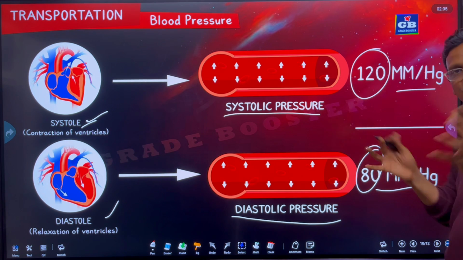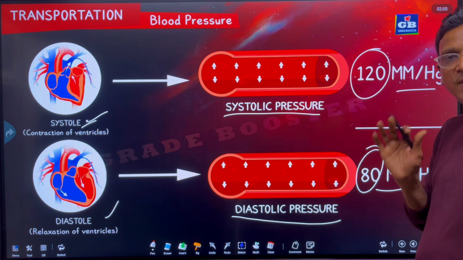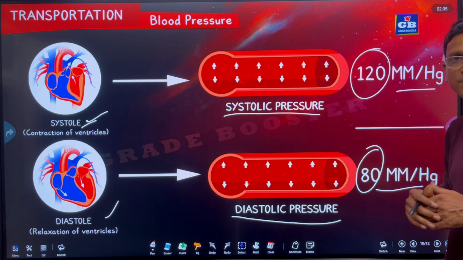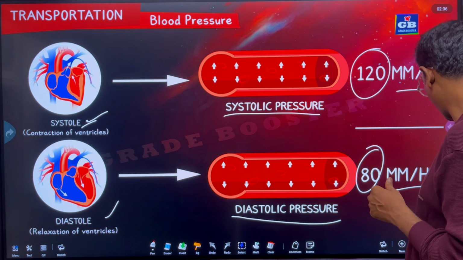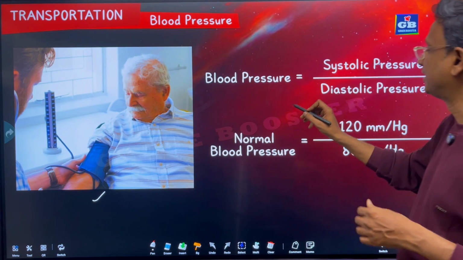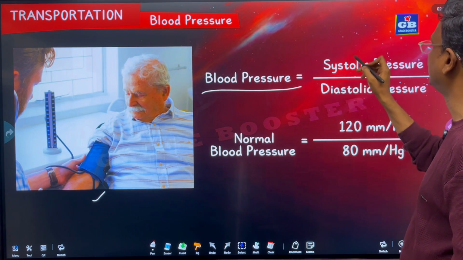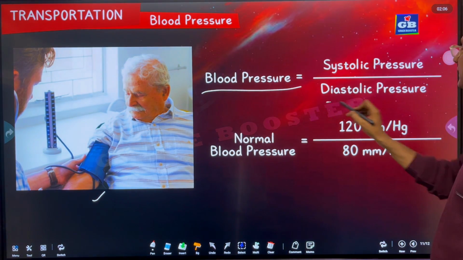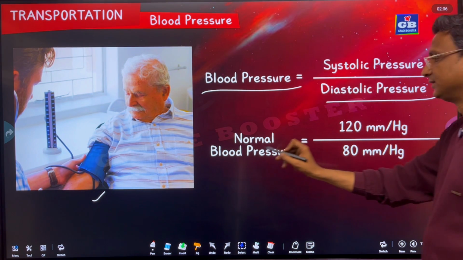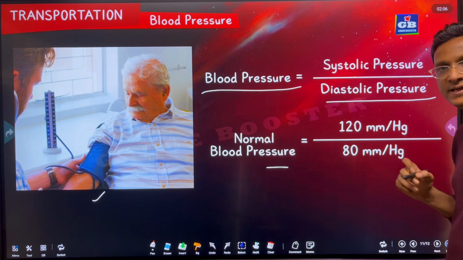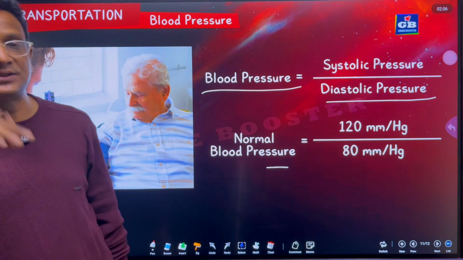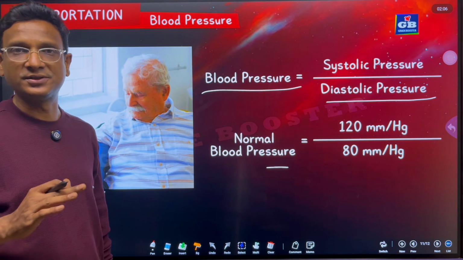Right. So which one do we have to take? If blood pressure means, which one do we have to take, the systolic pressure or the diastolic pressure? Let us see. The blood pressure in a normal person is measured by systolic pressure by diastolic pressure. So that is 120 by 80. That is the measure. So the doctors consider both systolic pressure as well as diastolic pressure.